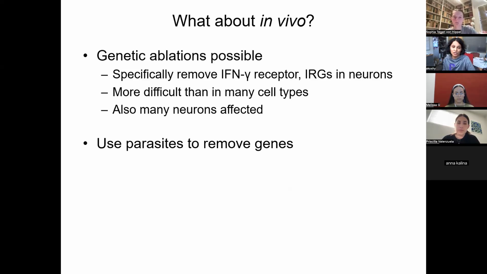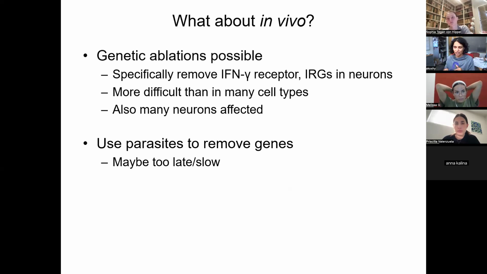So you could use parasites to remove the genes, right? We have these Cre parasites to try and do that, but it may be too slow or too late, right? Because when you get an infected brain, you have a ton of cytokine in your brain before the parasite really gets there. So if the parasite goes in to try and remove a gene, it may just be too late. The proteins are there. Whether or not that gene is turned off may be irrelevant.